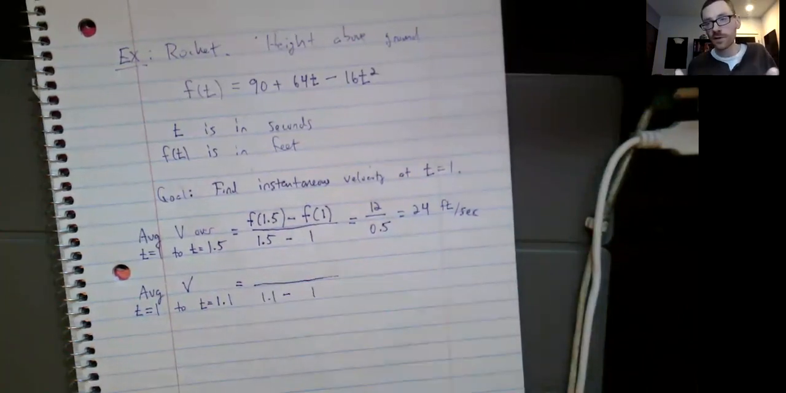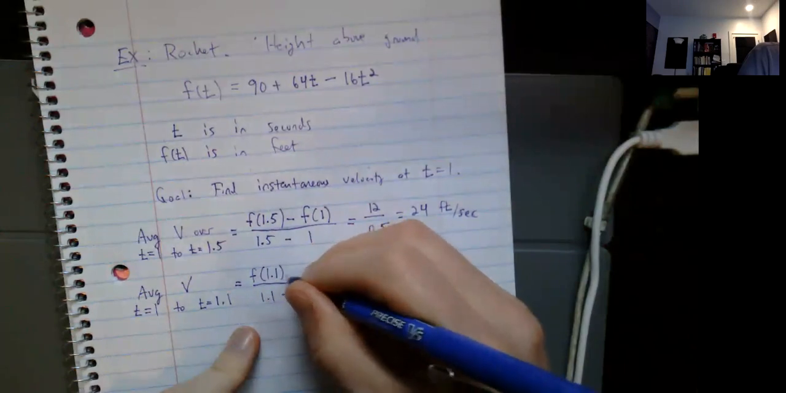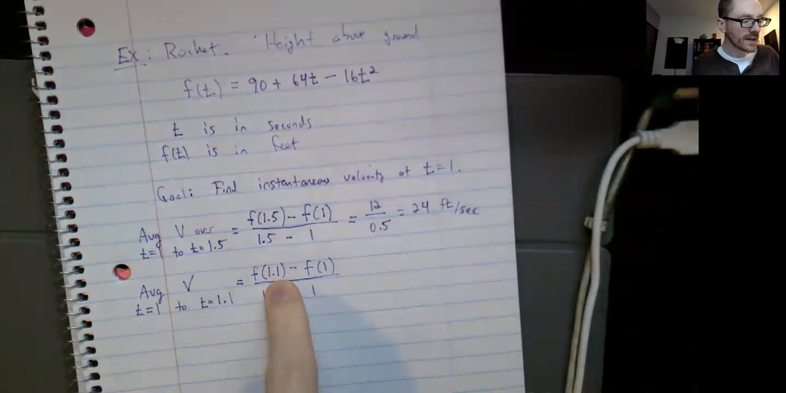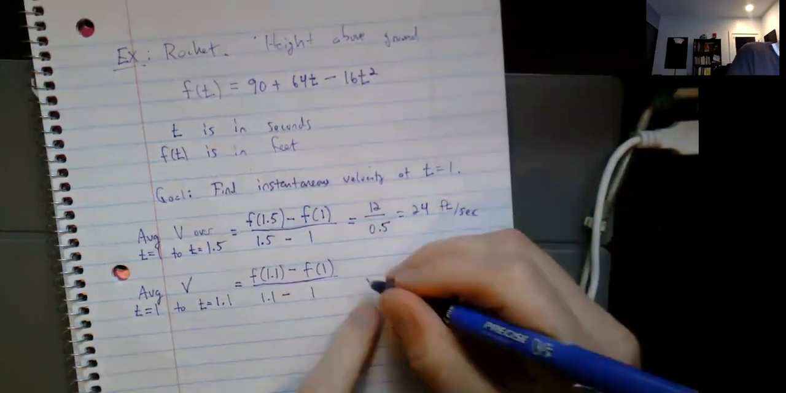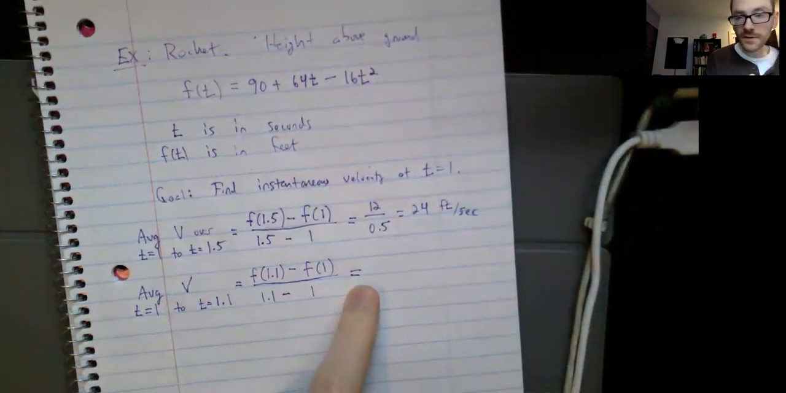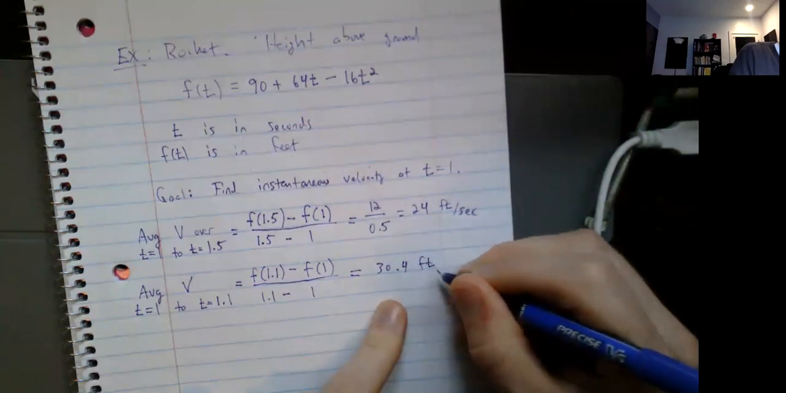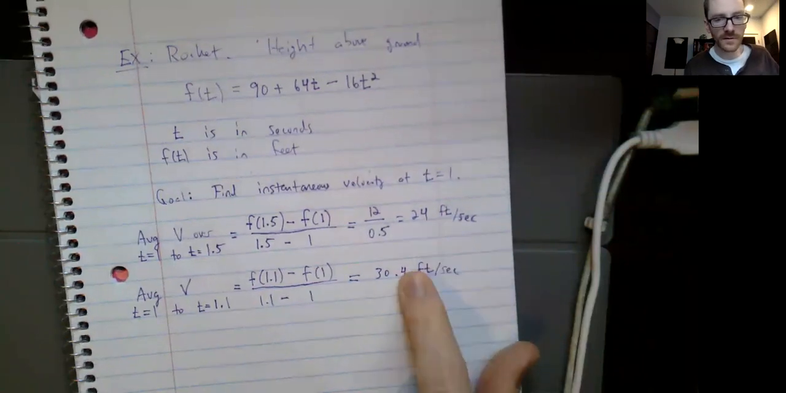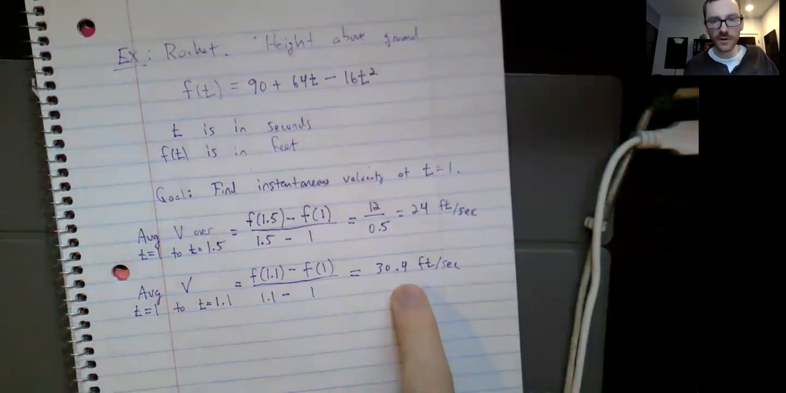And the distance traveled by the rocket over that time interval is, just like last time, f evaluated at 1.1 minus f evaluated at 1. That's the height at the end minus the height at the beginning. If you plug those numbers in and simplify everything, I claim that you get 30.4 feet per second, which is quite different from the last one. We shrunk the interval and the average velocity changed quite a lot.